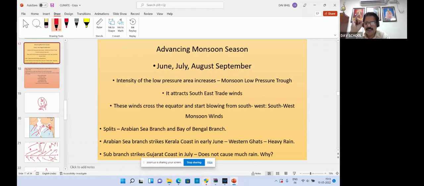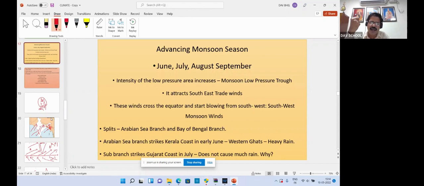Advancing monsoon season is experienced in the months of June, July, August, and September. By the end of May, the monsoon low pressure trough formed over the northern plains gets intensified. Pressure becomes very low and the intensity of the low pressure area becomes very high. Now this low pressure area is capable of pulling the southeast trade winds of the southern hemisphere. So southeast trade winds are attracted towards the Indian landmass by this monsoon low pressure trough.